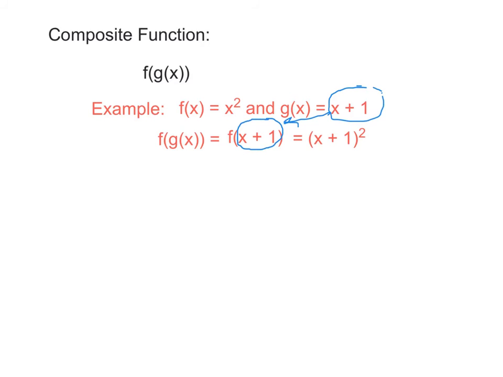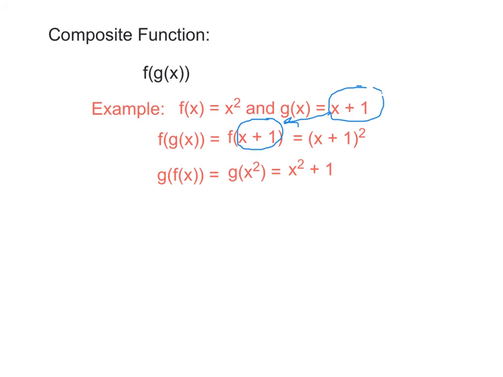Now, what would be the difference if I were to ask for g of f of x? In this case, I would take the function f of x and substitute it for x in the function g. Now I would have g of x squared. So with the g function, every place that I had an x, I would substitute an x squared. And my answer now would simply be x squared plus 1. So see the difference between f of g of x and g of f of x.